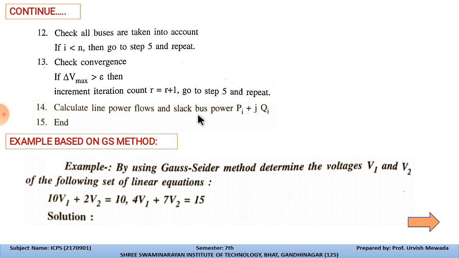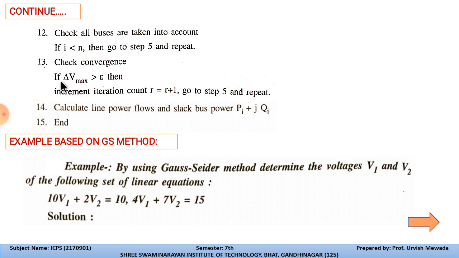Now calculate the line power flows and the slack bus Pij, that is the apparent power of the power system. Once you get the value of S, you can take the printout, or you can note down all the values of the parameters, and you can end the process.